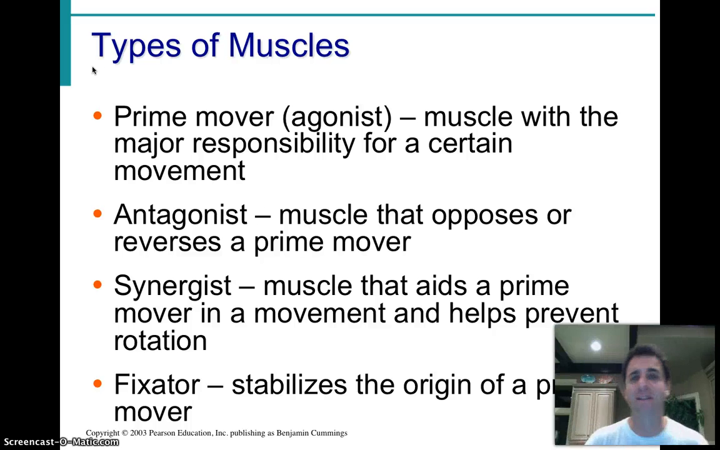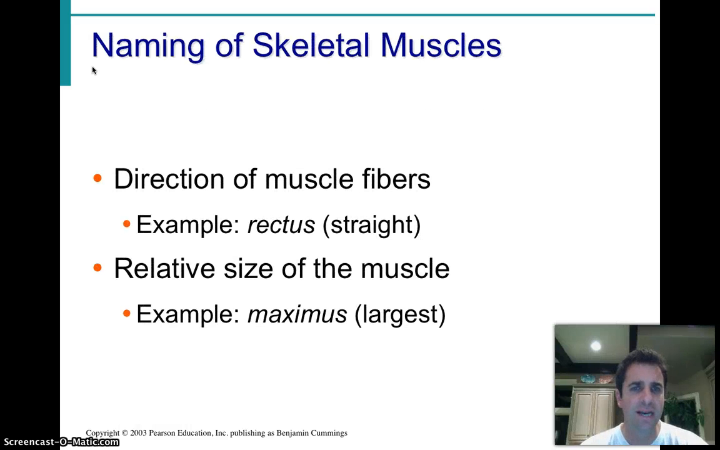The synergist is all the other muscles that aid in the movement and prevent rotation. So for example, when I'm doing this, a synergist would be my deltoid muscles and my pec major, helping to hold up my arm, preventing rotation. And then the fixator stabilizes the origin of a prime mover, meaning it helps to maintain the attachment point for the prime mover. How do we name them?